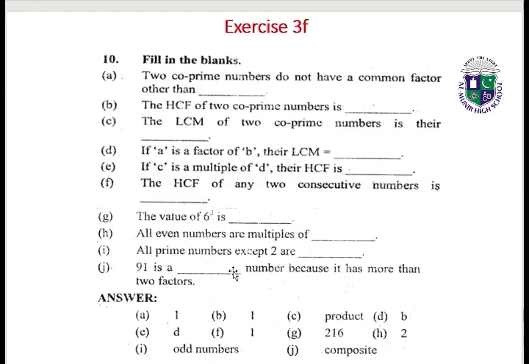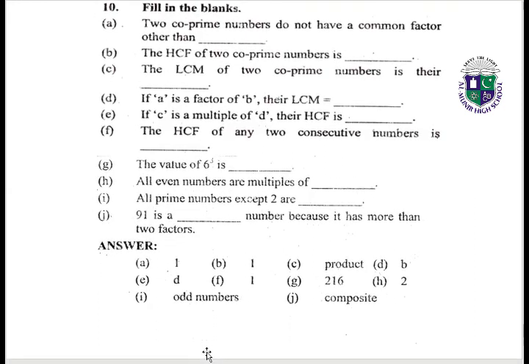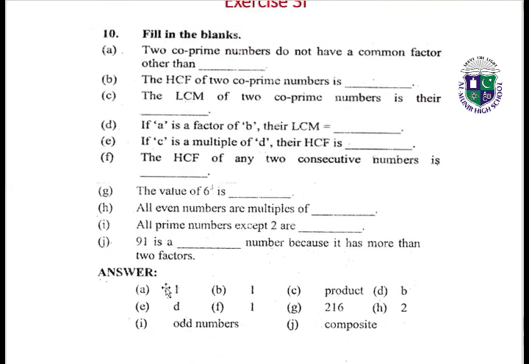91 is a composite number because it has more than 2 factors. The answers are odd numbers and composite numbers. 91 is a composite number because it has more than 2 factors.